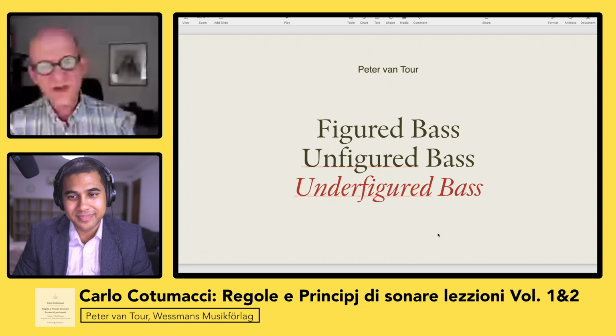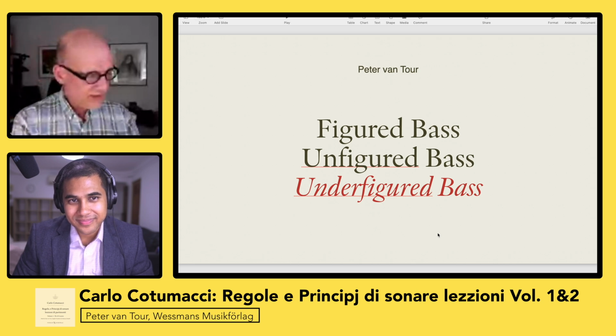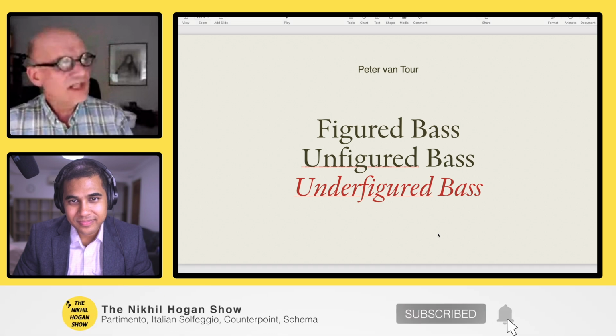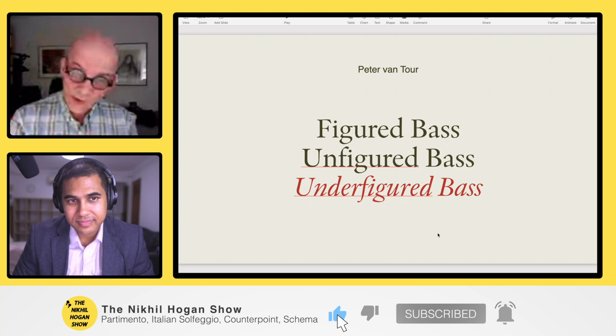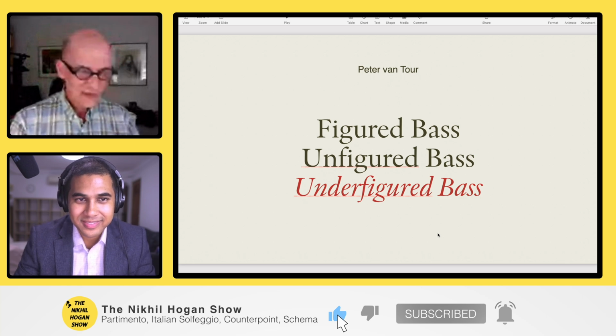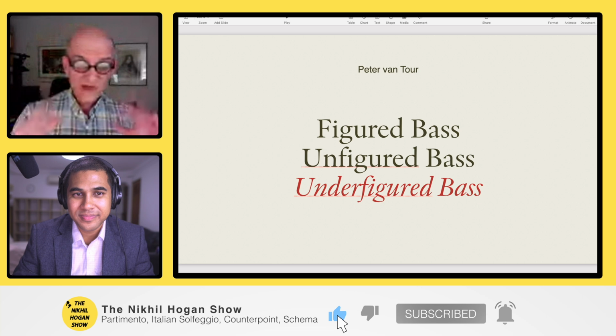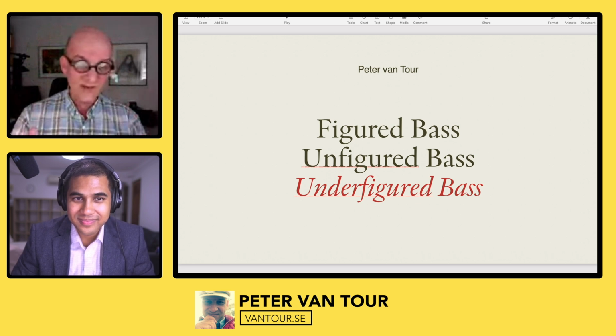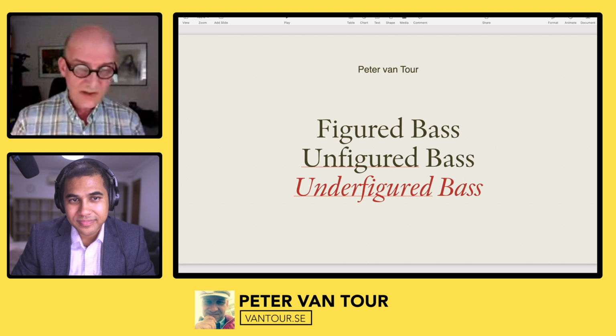Well, underfigured bass is a term that I think is good to use in the case of Cotumacci, because what Cotumacci does is that he deliberately omits certain information from the figures. So they are not unfigured, but they are not figured either. For example, in most of the 50 lessons in Volume 1, he restrains from using any accidentals in the figures, which is very strange, even though it's obvious for everyone that accidentals are played, because otherwise it would sound very strange. So they are played, but they are not notated.